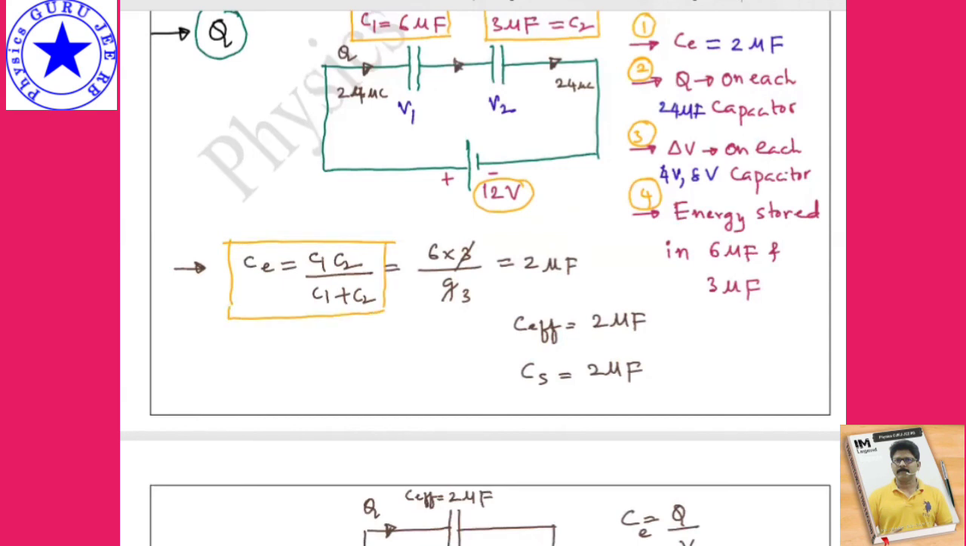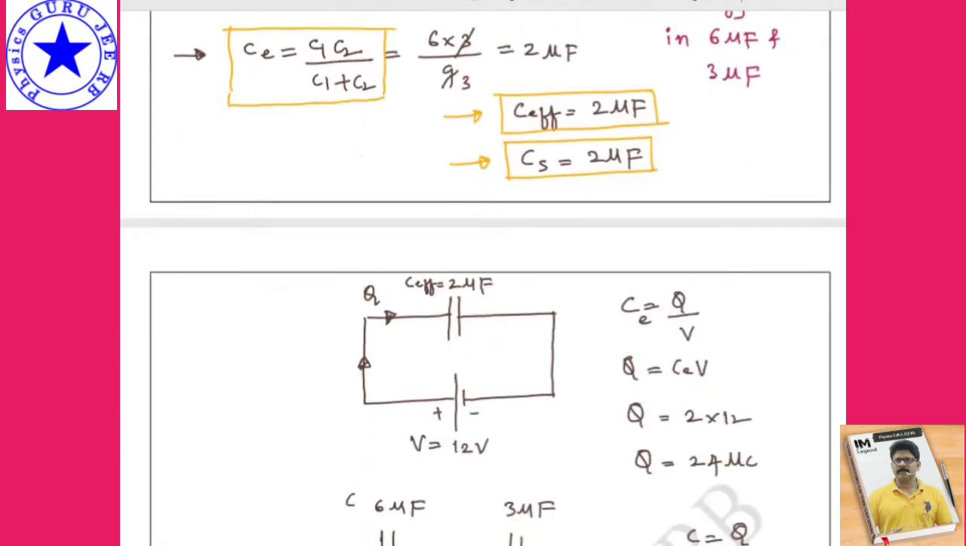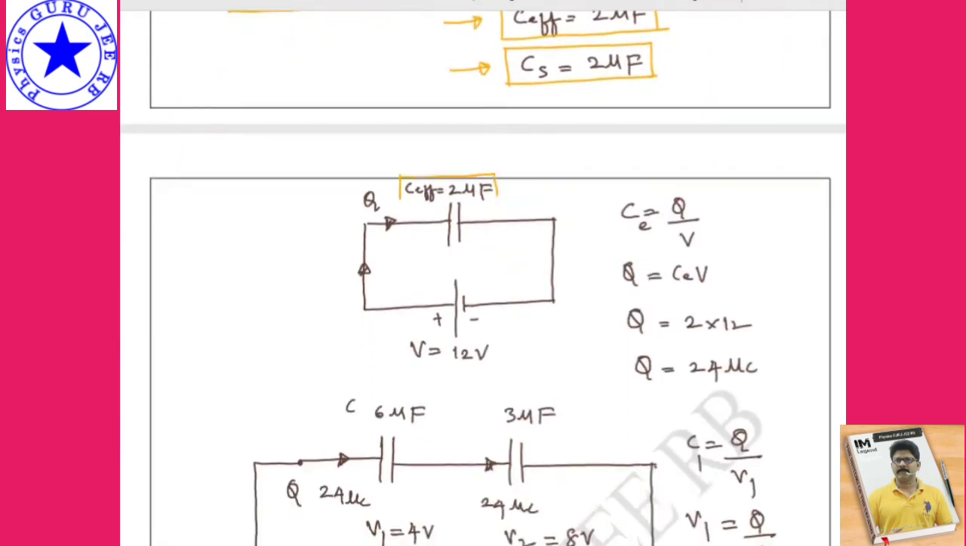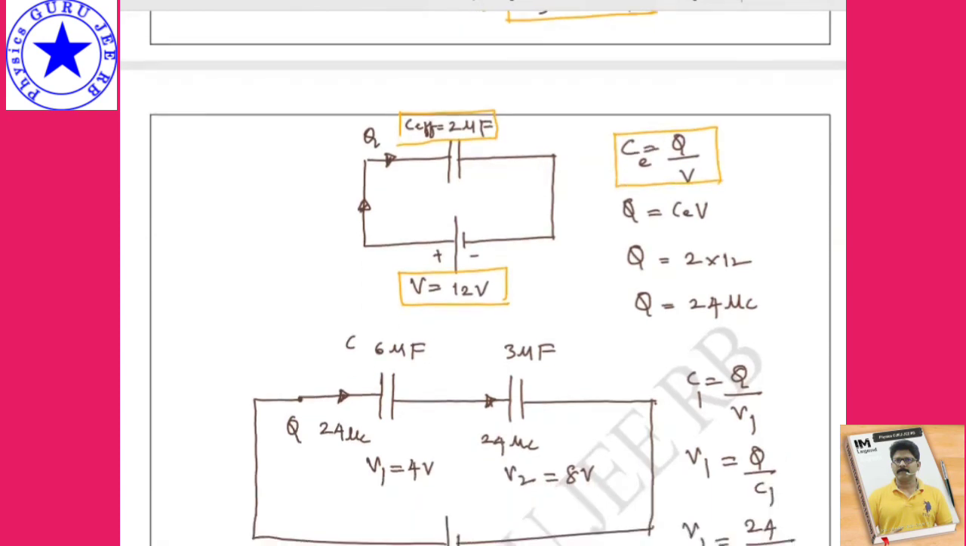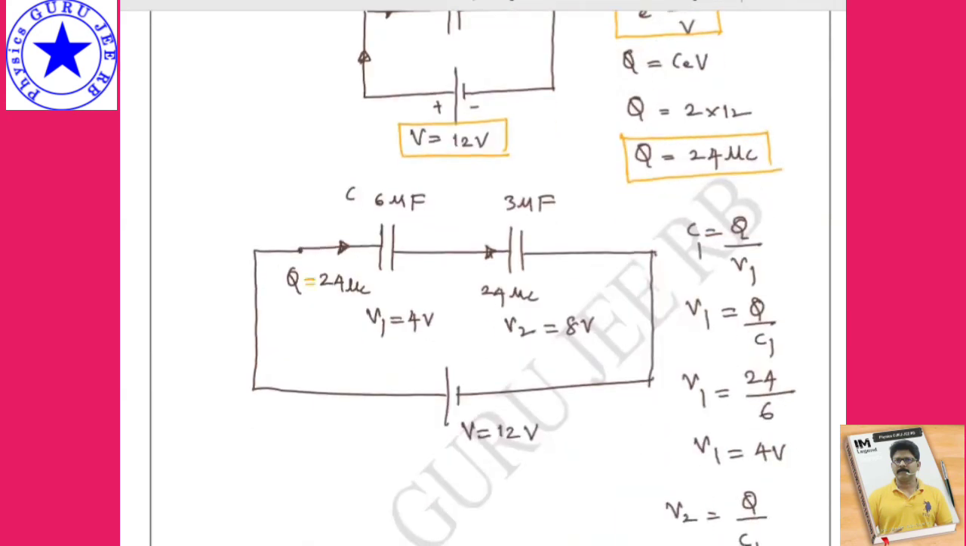Then we got the effective capacitance as 2 microfarads, for the series combination. Next, C effective is 2 microfarads, and V is already given, that is 12 volts. Now what is the charge passing through the effective capacitance? It is 24 microcoulombs, which will be distributed. The same charge will be distributed in both cases. So here it is Q, here also it is Q, the same.